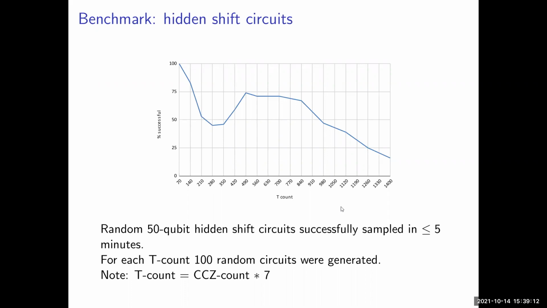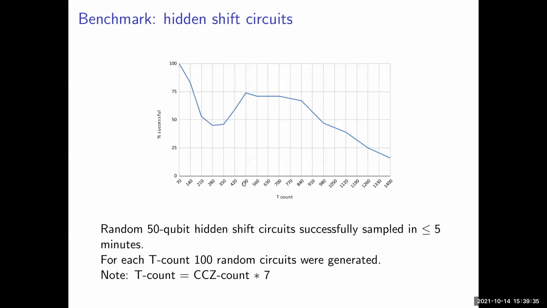And again, these are CCZ circuits. So when we're thinking about T-count, the T-count is the CCZ count times 7. There's also decompositions of CCZs using just 4 T-gates, but we found that the decomposition using 7 actually runs a lot faster because you can find many more optimizations. So we worked with the 7 T-gate decomposition.